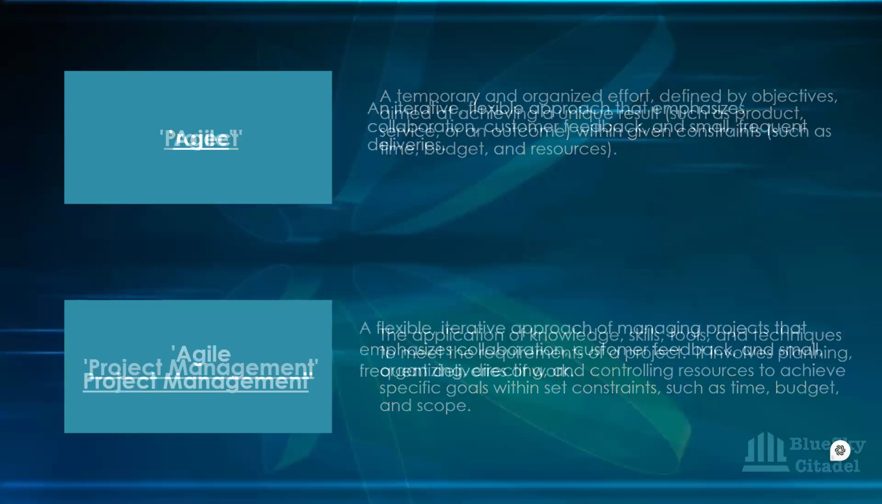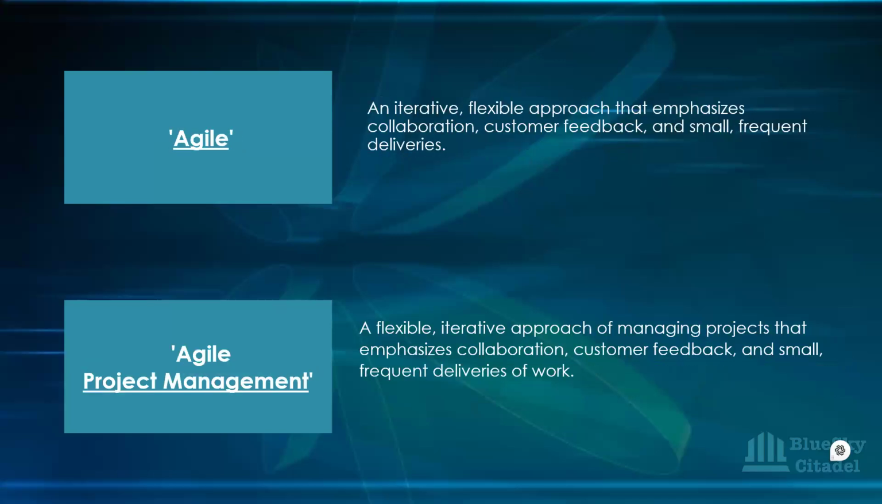Quickly, we also want to look at what we mean when we say agile. For those that were present when we did the introduction to Scrum Mastery, we did a bit of an explanation of the meaning of agile, for those hearing it for the first time. It's an iterative, flexible approach that emphasizes collaboration, customer feedback, and small frequent deliveries. So you're managing this project and you want to decide which approach to use, and we're using Agile.